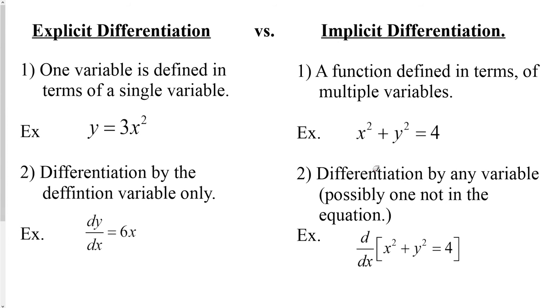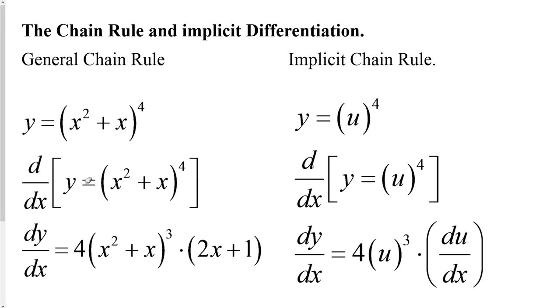And so the differentiation can be by any variable. In this case we did the derivative with respect to x, but that is not the only possible option. We could derive this function with respect to some other variable, and when we get to related rates, that variable is quite often going to be time, not just x. So a real quick example here.